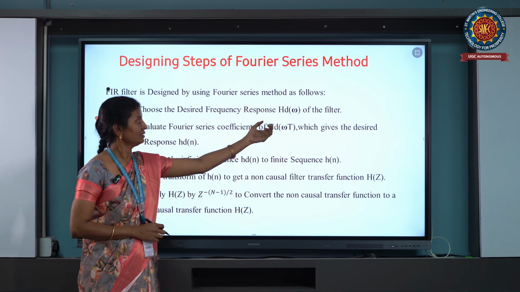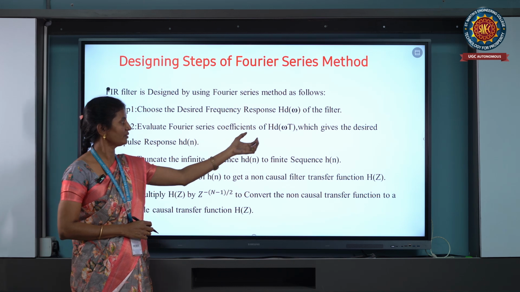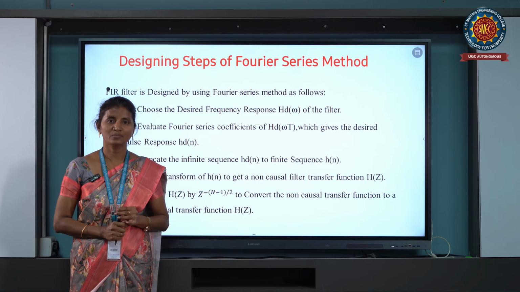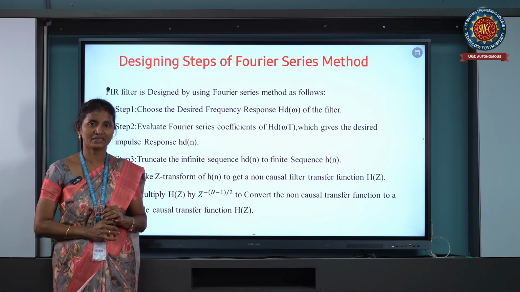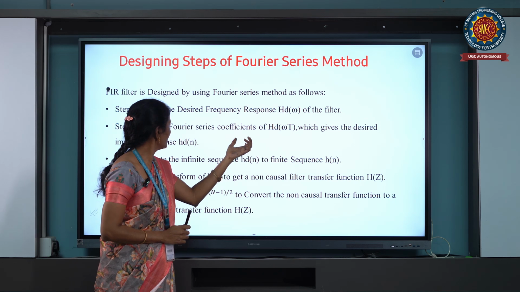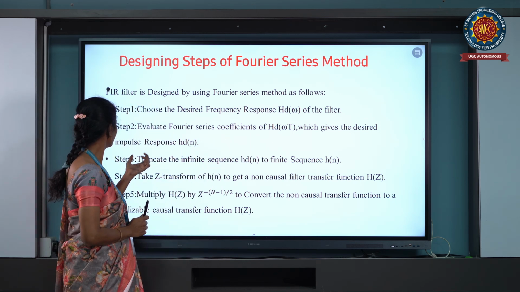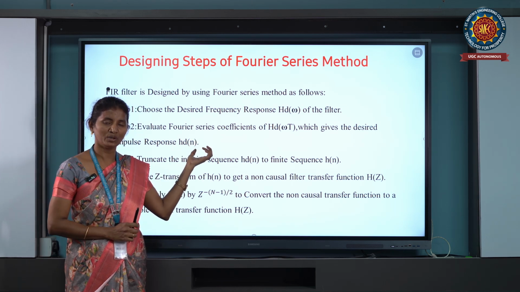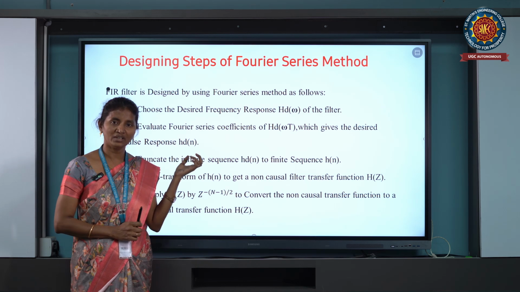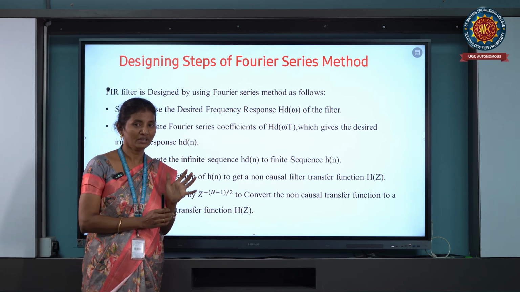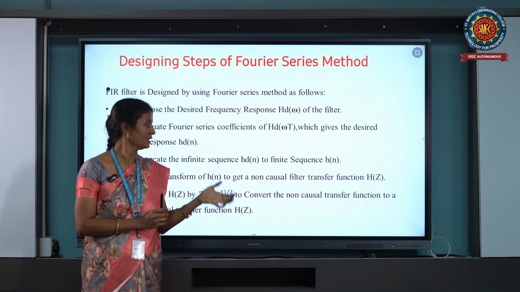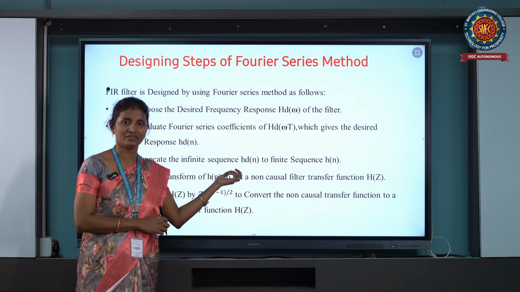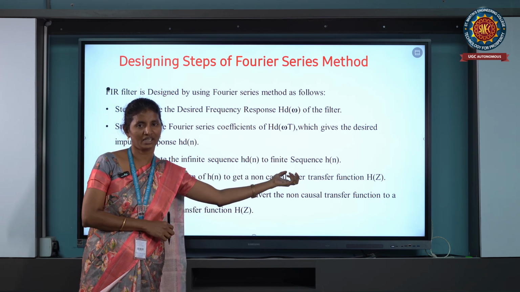Next, from this HD of omega, we have to find the small hd of n, which denotes the desired impulse response. Step 3, truncate. The desired impulse response hd of n is an infinite duration sequence, and we have to truncate it to a finite duration sequence h of n.